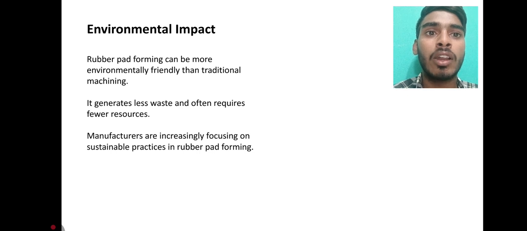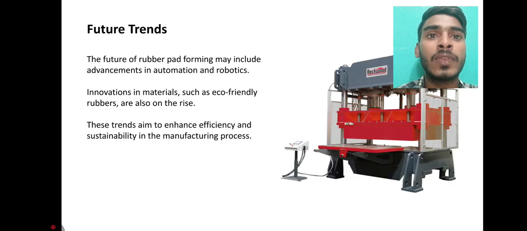Environmental impact. Rubber pad forming can be more environmentally friendly than traditional machining. It generates less waste and often requires fewer resources. Manufacturers are increasingly focusing on sustainable practices in rubber pad forming.